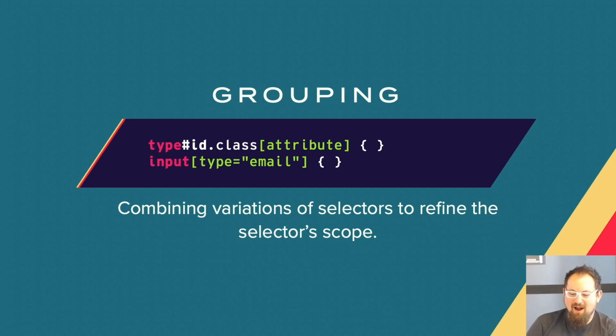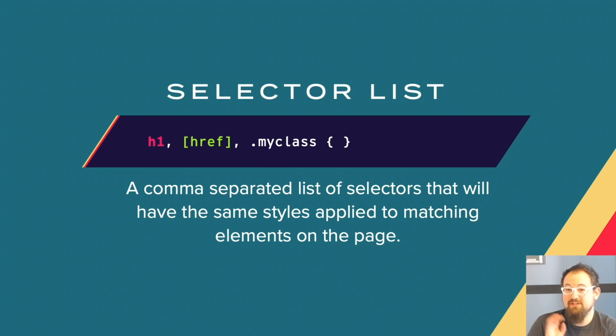Cool. All right, now we're going to get into just kind of explaining a selector list. Again, you probably have seen this a lot. This is when you want to have the exact same styles applied to multiple elements. They're just a space or a comma separated list that will apply all of the styles to those elements. So in this case, all of our H1s, anything with an href attribute, and anything that has the class of my class will get the same styles.